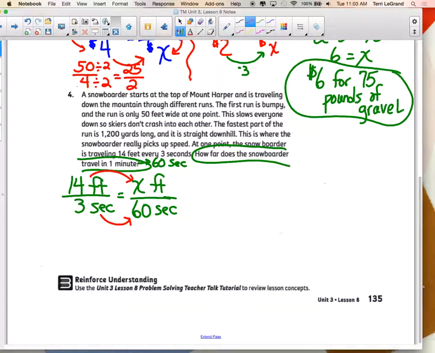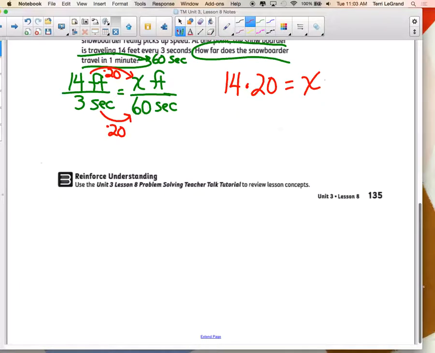3 to 60. What do we have to do? Take it times 20. Multiply by 20. 3 20s is 60. So we have to do the same thing to that 14. So 14 times 20 equals X. Now, we don't need a calculator for this either because we are so smart. We don't have to worry about the 0 on there. We can say 2 14s is what? 20? Well, it is in the 20s, but it's not 20.